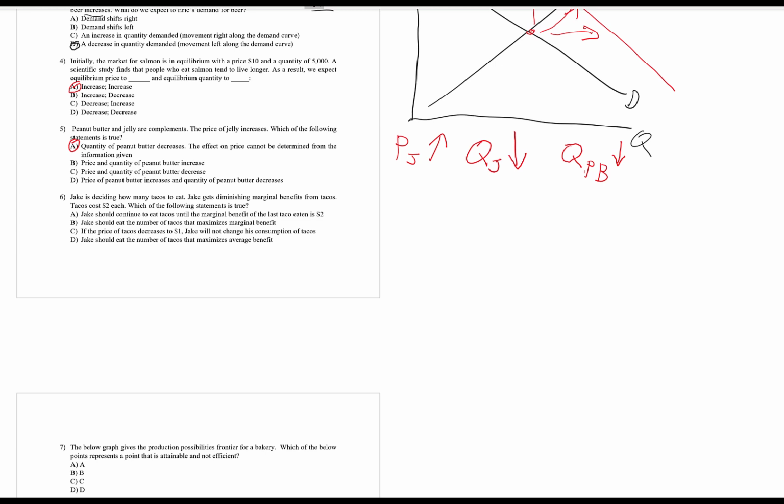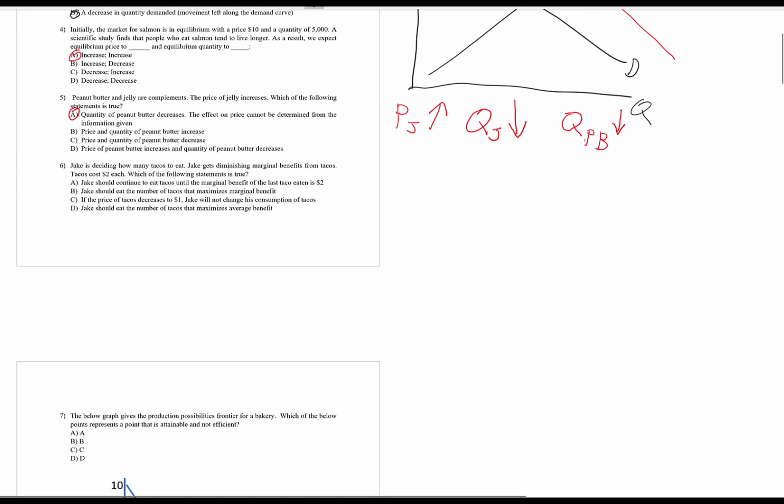Number 6, Jake is deciding how many tacos to eat. Tacos cost $2 each. So what you want to think about here is, and this is something that we have seen a lot, if we made a table, for example, marginal benefit and marginal cost. And so we know that his marginal cost is always $2 per taco. Well, what's his marginal benefit? We'll just sort of think about making up some numbers. We have first 5, 4, then he gets 2, then he gets 1, then he gets 0.